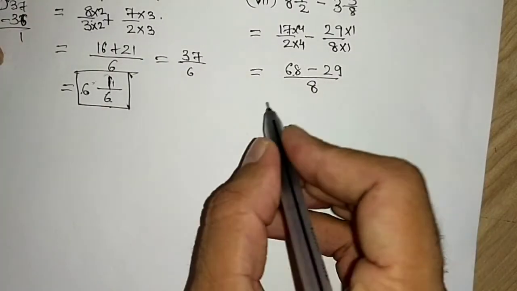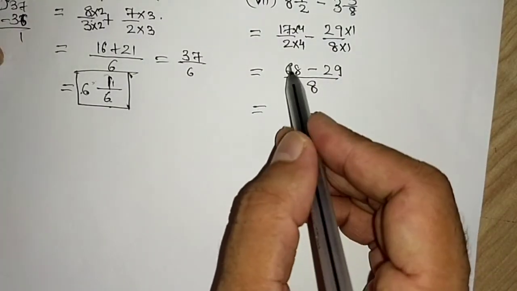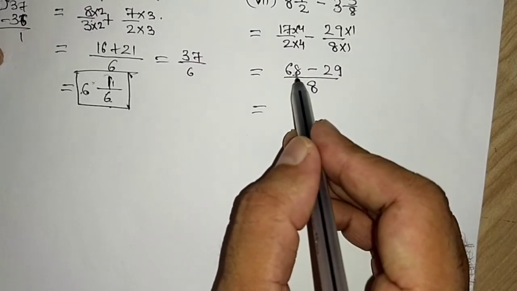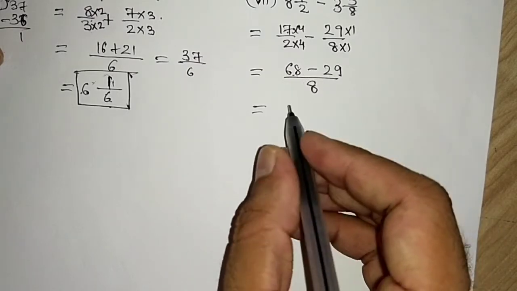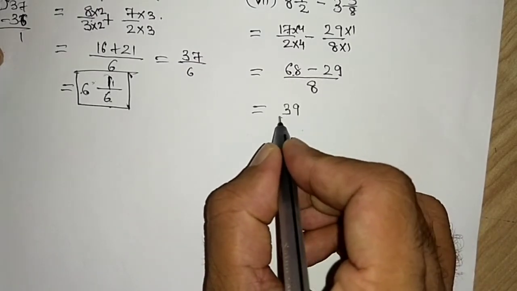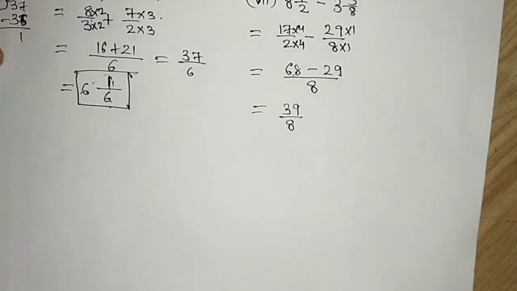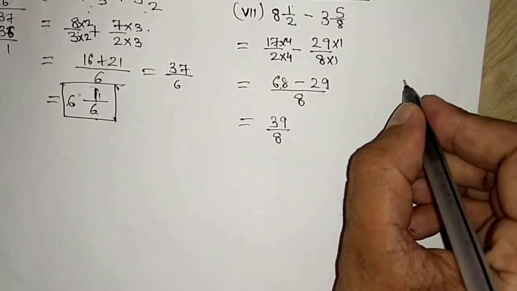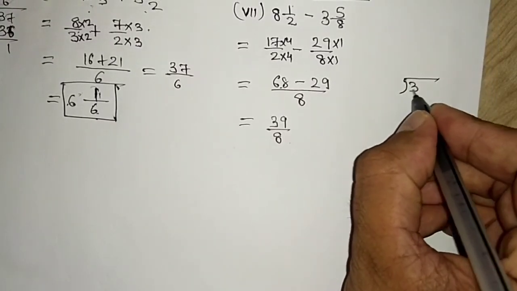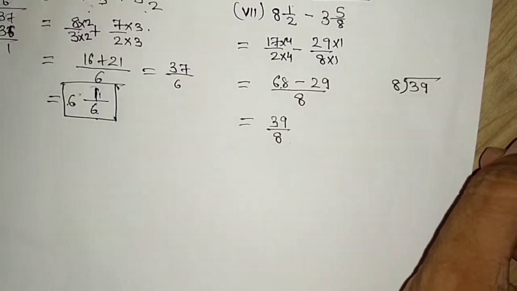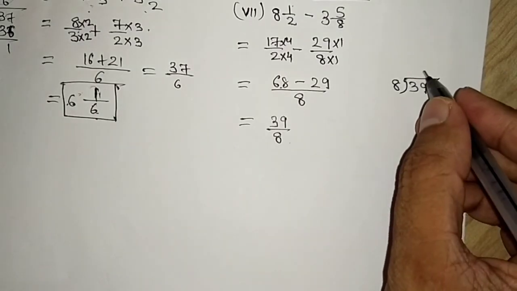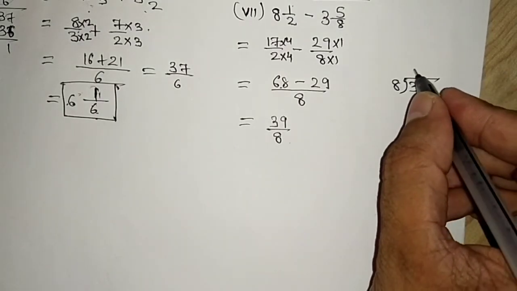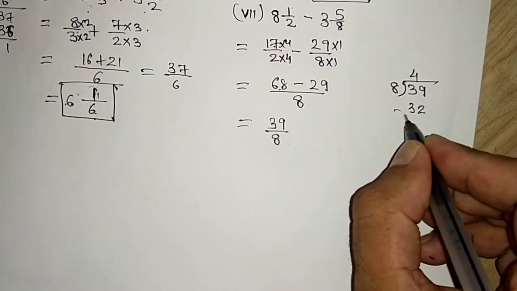Subtracting 68 minus 29, what do we get? 68 minus 9, I will get 59. 59 minus 20, I will get 39. 39 divided by 8, which is also an improper fraction. So we have to convert it into a mixed fraction. So I will put 39 over here and divide by 8. So 8 4s are 32. Remainder is 7.